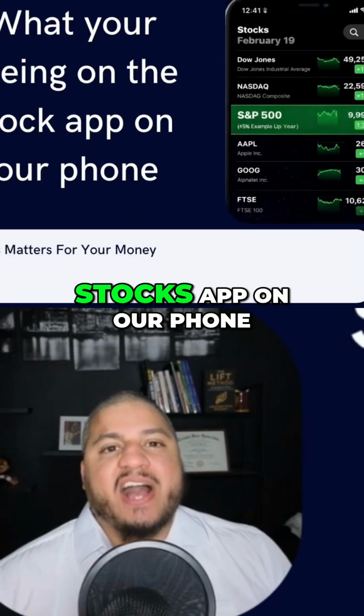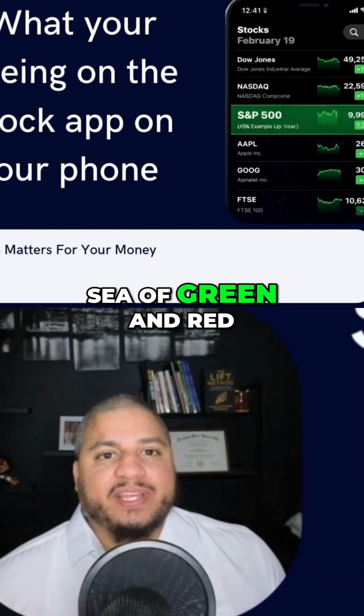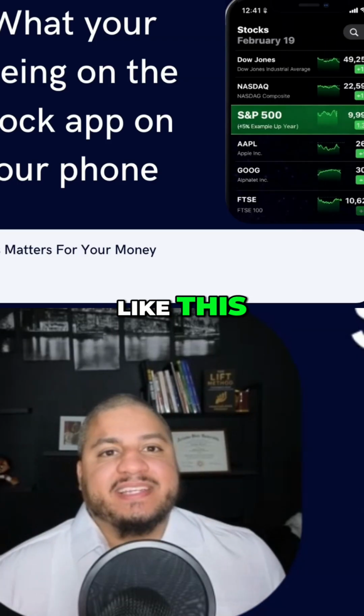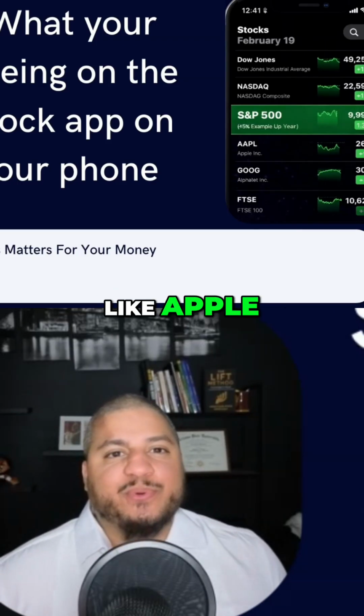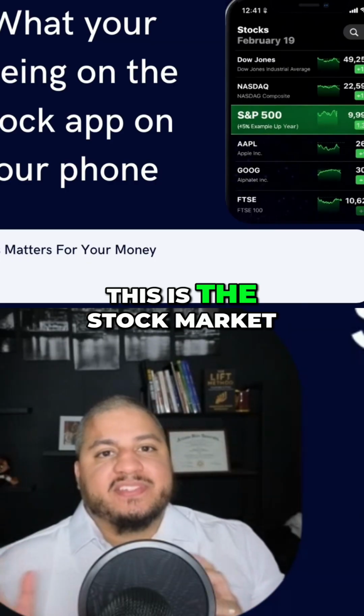We all have that stocks app on our phone, right? And when you open it, you're greeted with this sea of green and red. It looks probably something like this. You'll see familiar names like Apple, Google, and right there the S&P 500. In short, this is the stock market.